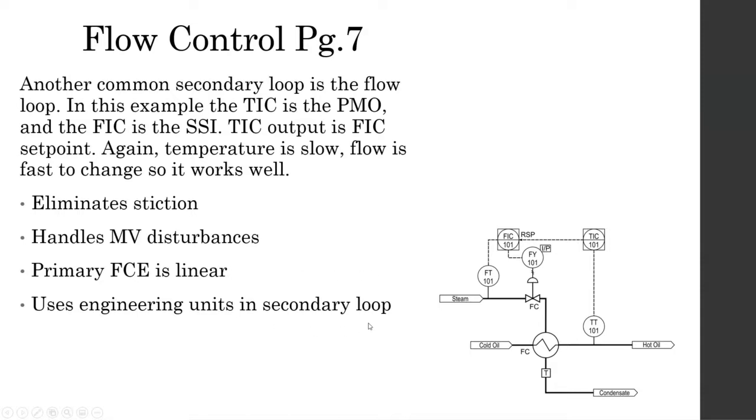Engineering units typically used in the secondary loop: typically you're going to have 0 to 100% in the secondary loop, but again, that's not a real significant detail.